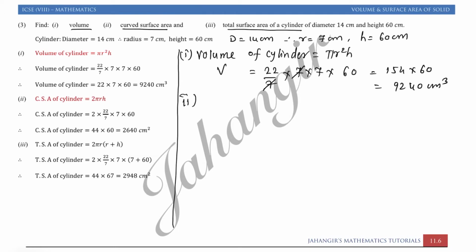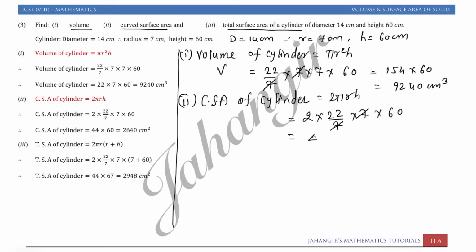Second part we have to find CSA. CSA of cylinder is equal to 2 pi r h. So we can write that is equal to 2 into substitute value of r 7 into height is 60. 7 7 will get cancelled. So 44 into 60. 44 into 60 is 2640 centimeter square.